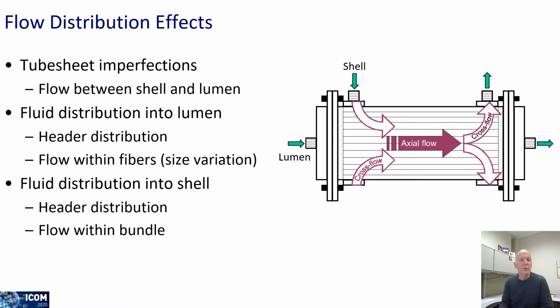How do we get fluids or gases into and out of the module? These effects can arise from problems with the tube sheet, which are imperfections that don't separate the lumen and shell flows. They can arise from problems associated with getting the fluid or gas into and out of the fiber lumens, which we're not going to talk about. There's a set of factors associated with the fluid distribution to the shell, and we're going to focus on those for the rest of this talk.